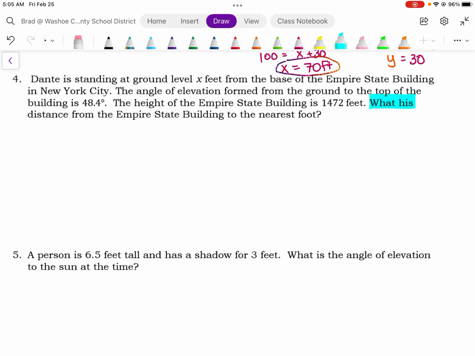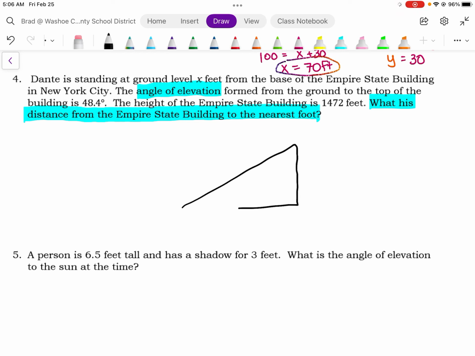All right. So what is the distance from the Empire State to the nearest foot? Okay, distance. So more side stuff. So I see angle of elevation. So hopefully you drew this triangle right here. Okay. And I'm going to go ahead and say that that's 48.4 degrees.